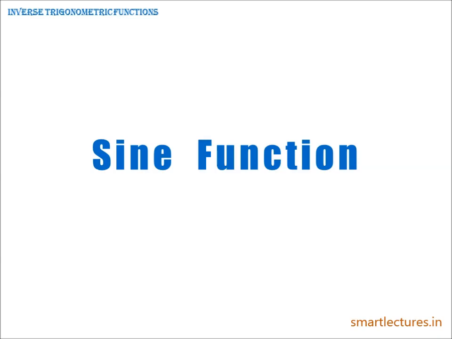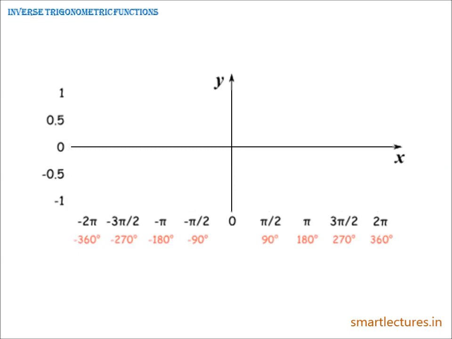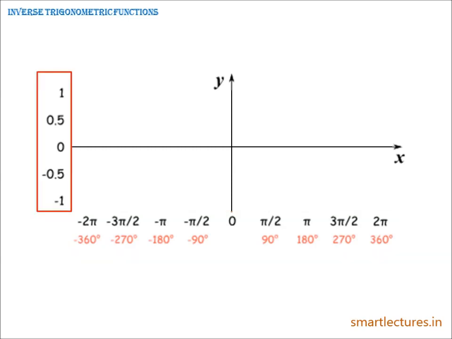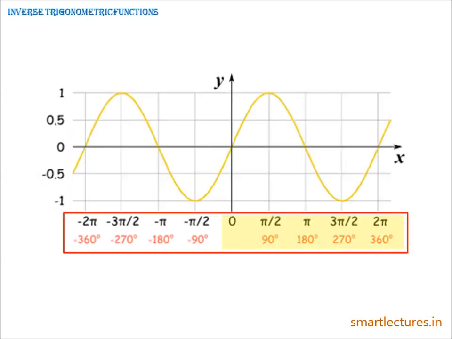So let's first study the properties of sine function, and for that we shall draw a graph of sine function, and on the graph we take angles on the x-axis, and on the y-axis we have the corresponding values of sine theta. So here you can see on the x-axis we have the angle 0, half pi, 2 pi, and on the negative x-axis we have minus half pi, minus pi, and so on.